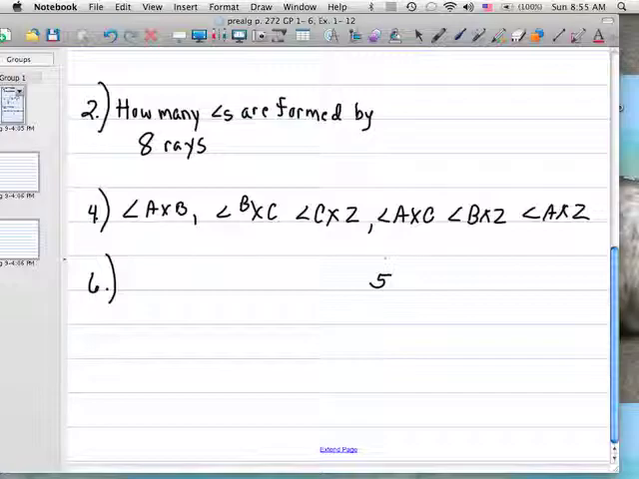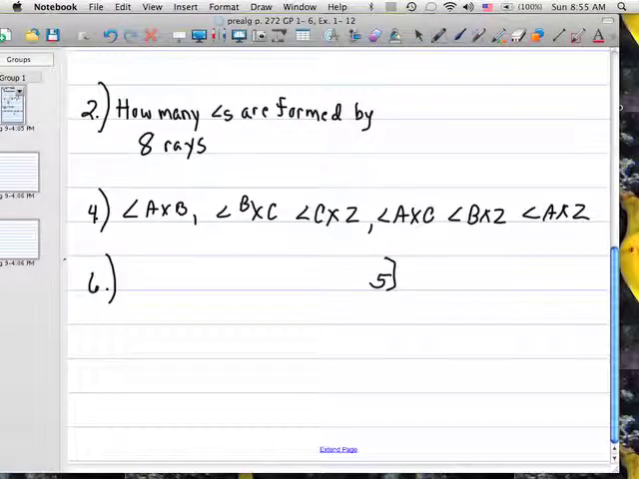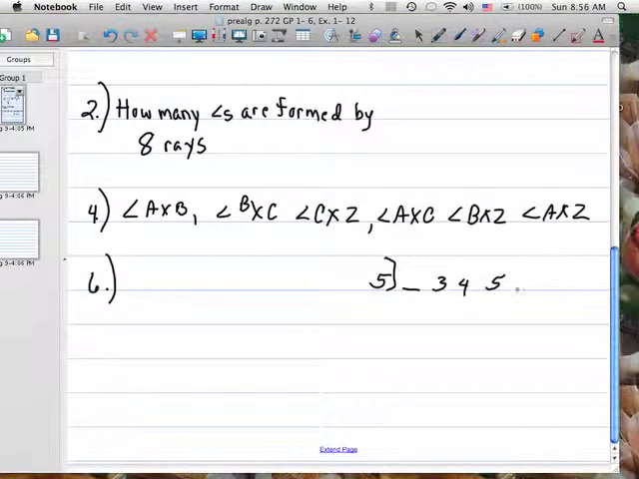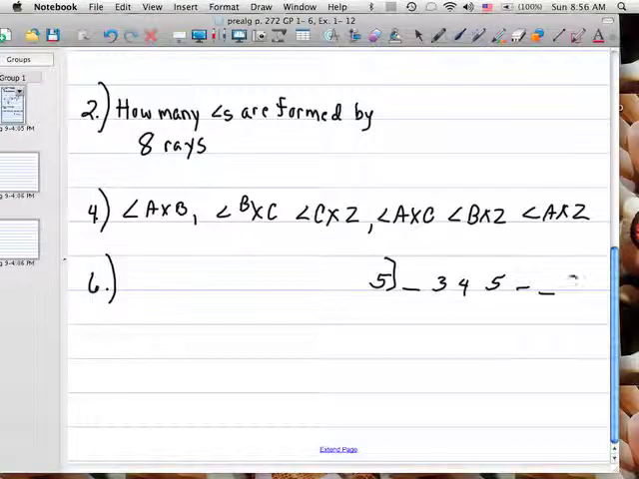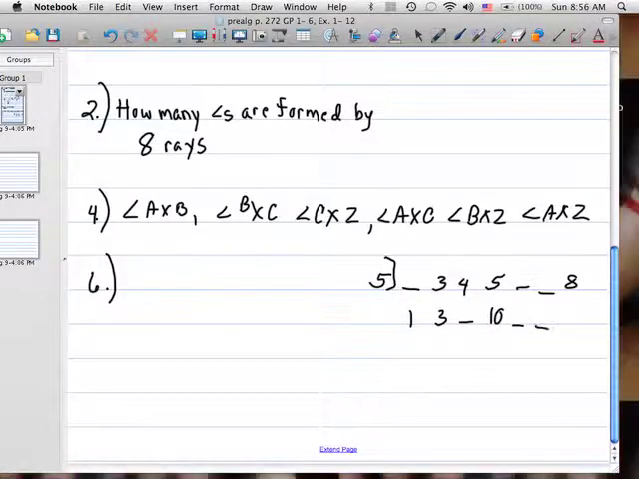Well, on the opposite side of your paper, put number 5 here. Please be sure you put 5 here. Complete the table, and we'll see if we can get our answer. So the top of this table is the number of rays, and the bottom is the number of angles. So we're going to fill in the table and see if we can figure out the answer.